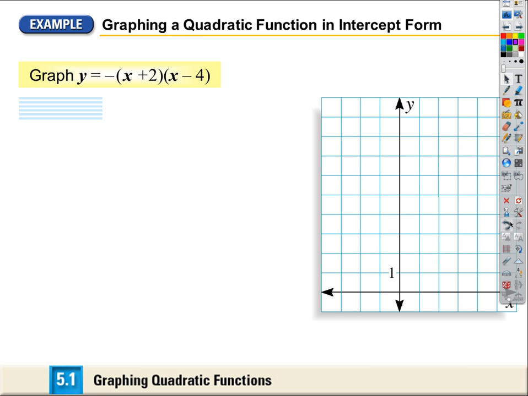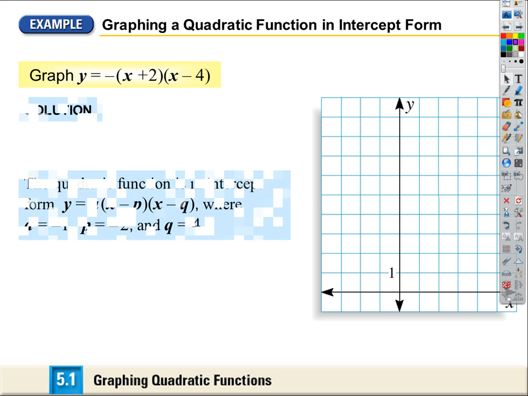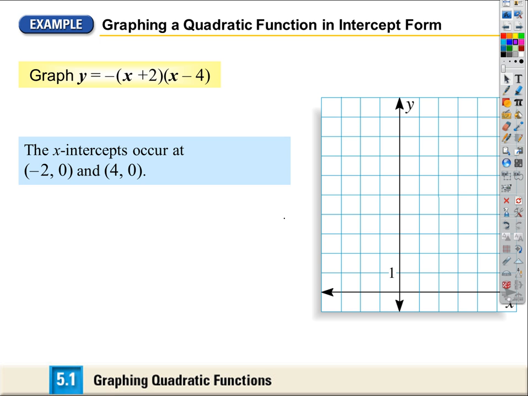Okay, we got one in factored form or intercept form. What's the value of A? -1. What's the first x-intercept, the value of P? -2. Value of Q? Okay, so then we know that those are our x-intercepts, -2 and +4. And they're symmetric about that center line.